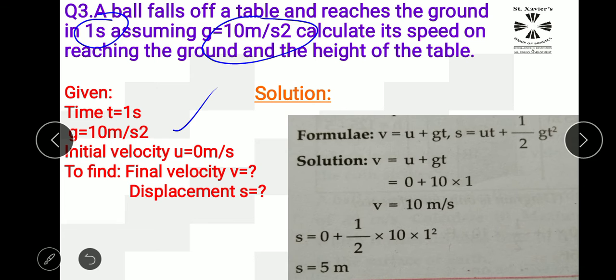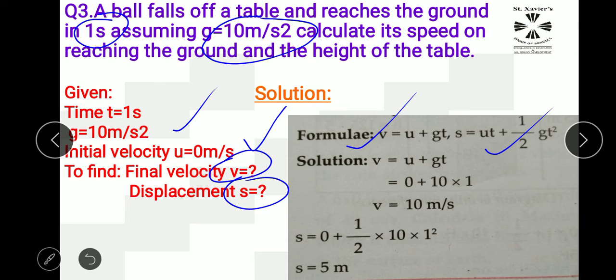Now, initial velocity u is equal to 0. Whenever any object falls from a height, initial velocity is always 0, students. Now we have two formulas: v is equal to u plus gt, and s is equal to ut plus half gt square. To find velocity v we'll use the first formula, and to find displacement s we'll use the second formula. So v and s we have to find, students.